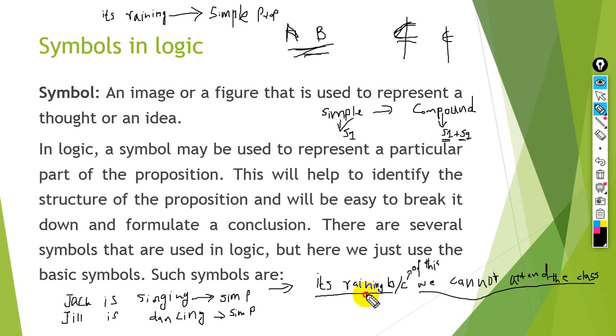So we can say this is a part of proposition and this is a part of proposition. For example, I'm taking these two statements, for example Jack is singing and Jill is dancing.